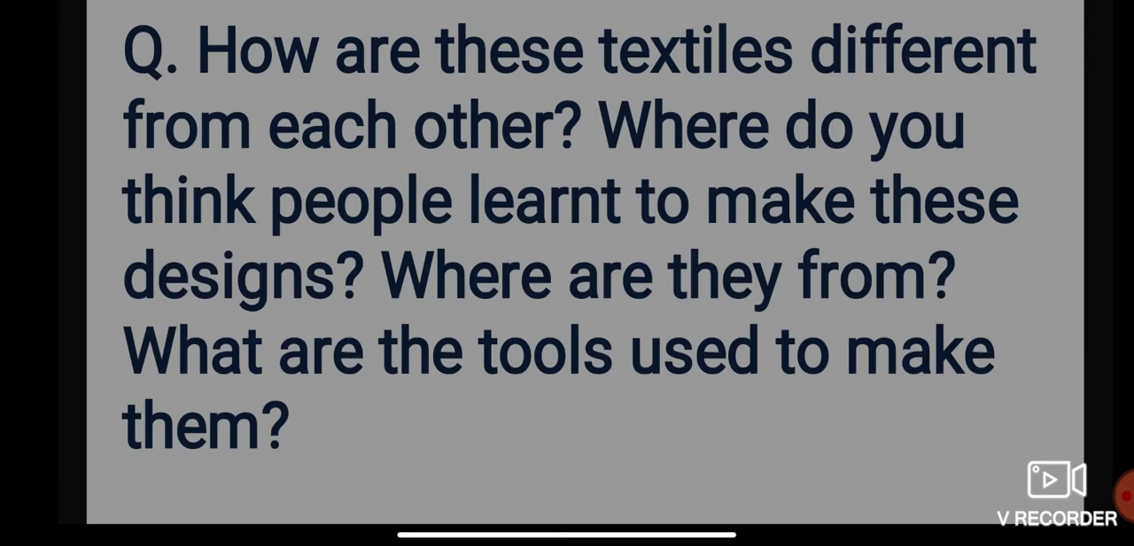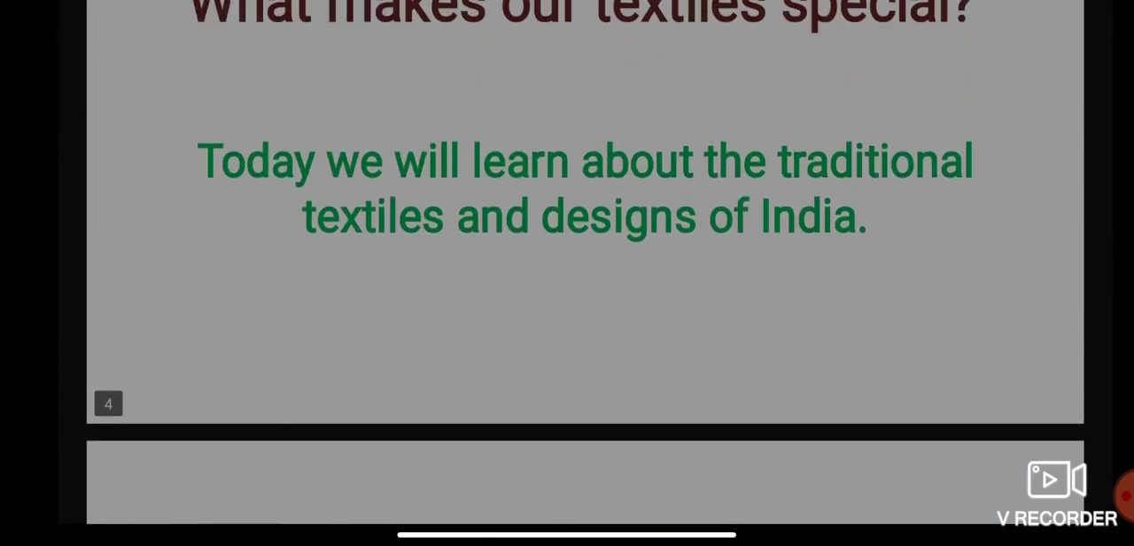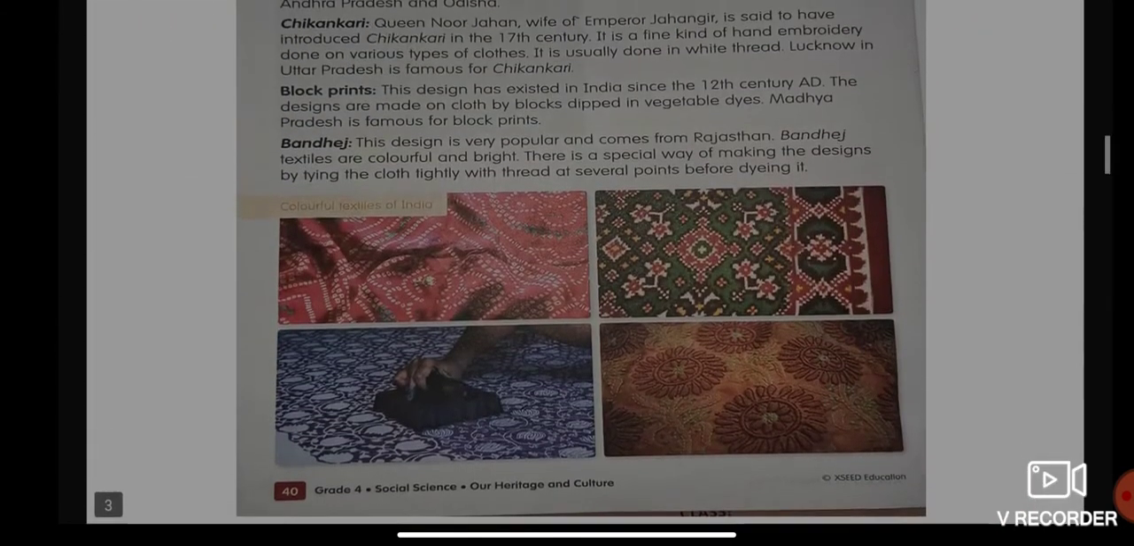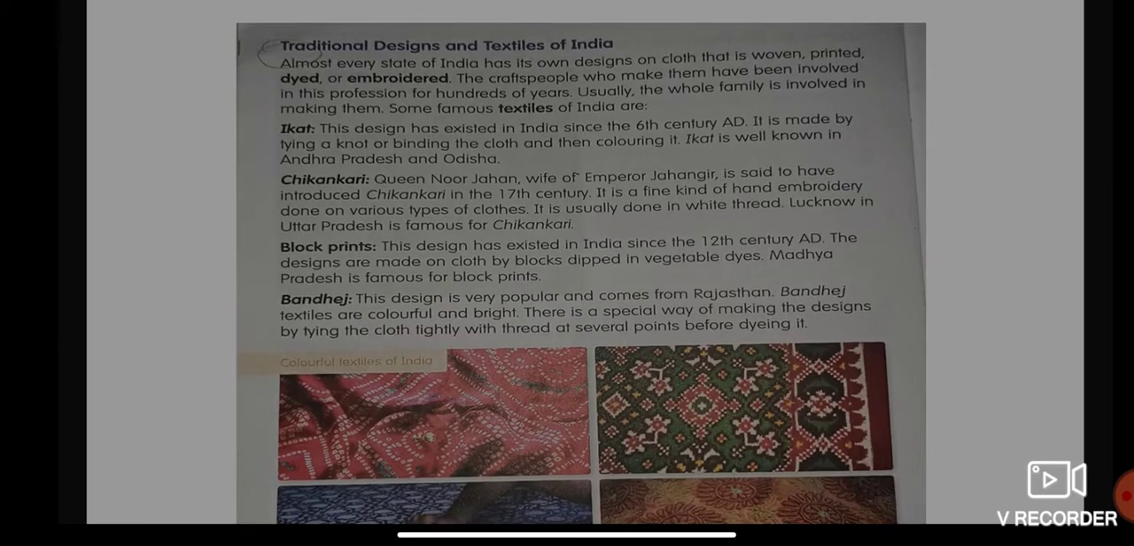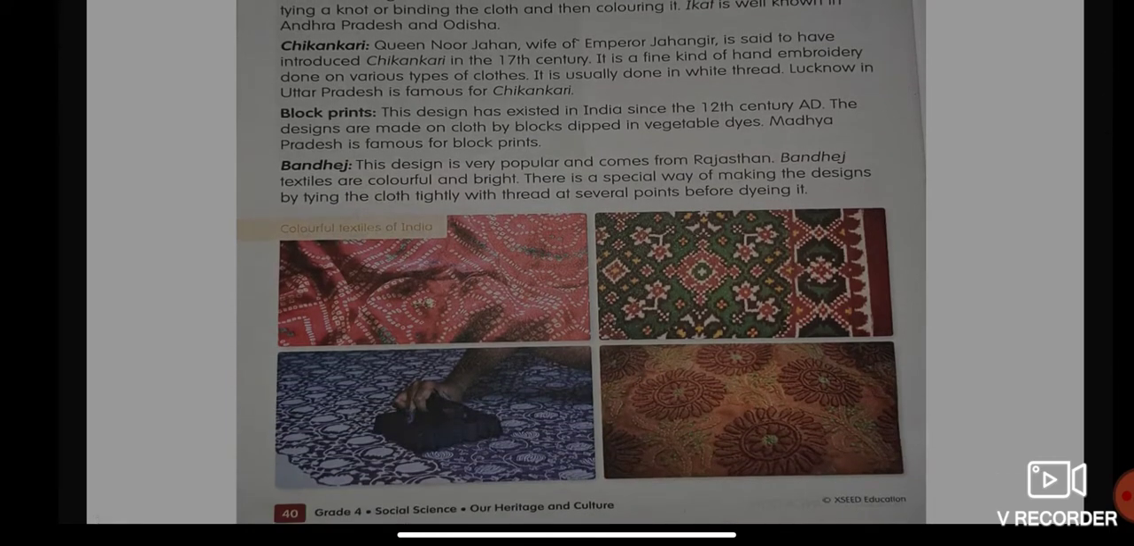So these textiles, they belong to different states of India, okay? As we have read, these textiles belong to different states of India. Their designs, use of colors and thread work are different from each other. All right, listen carefully. As you can see, the design, the use of colors, all the colors are different, and thread works are different from each other.